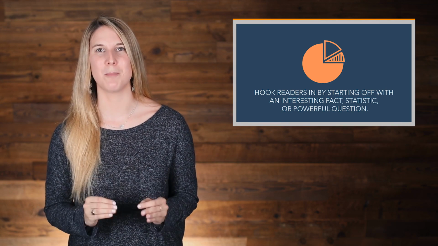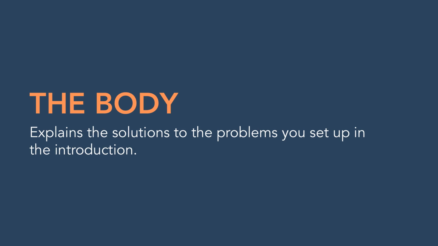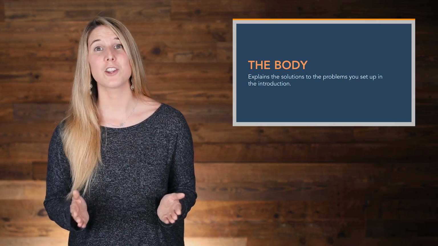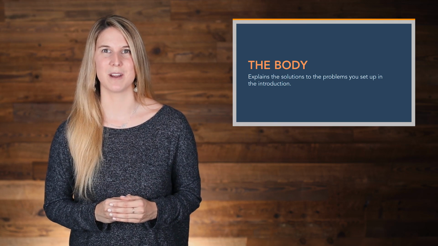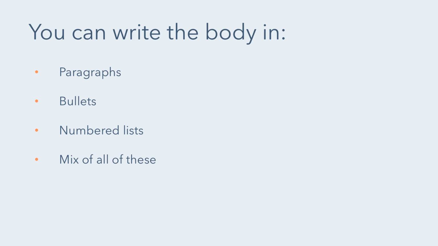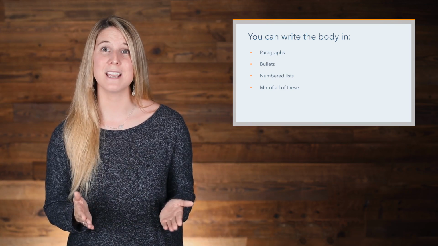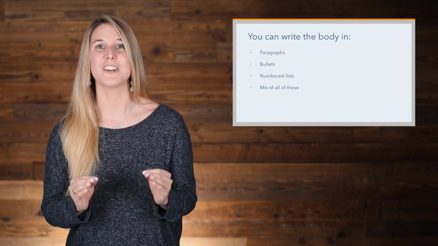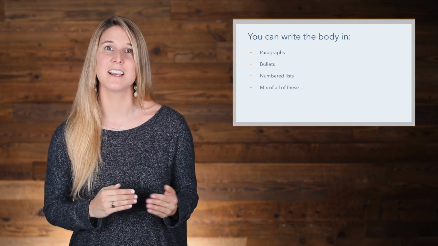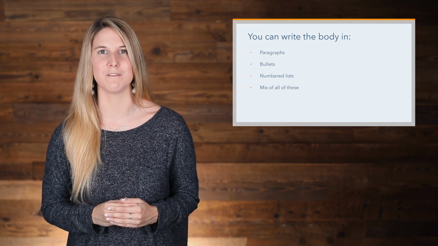Next, let's talk about the body. The body of your work explains the solutions to the problem you set up in the introduction. Now that you've identified a problem for your reader, they're ready to hear the solution to it. Depending on the content type, you can write your body in paragraphs, with bullets or numbered lists, or a mix of all of these. For Dan Pink, the critical thing the body of a piece of business writing must have are navigational tools like headers that help guide readers through without confusion.